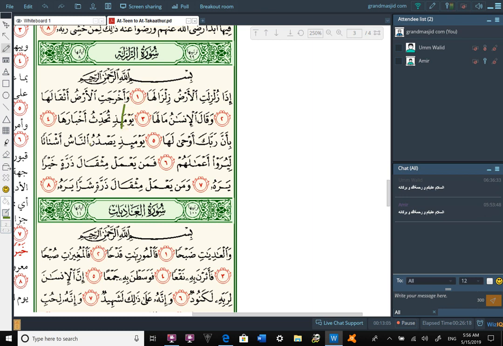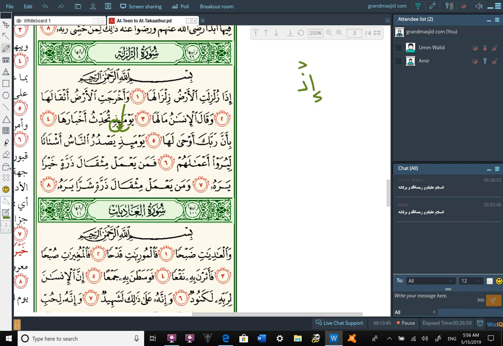Yawma is a dharf al-zaman. That's why it's mansoob here. A dharf is mansoob, right? Yawma, a particle or an adverb of time. The day, yawma idhin. Idh is normally, right, is normally mabni ala sukun. Idh, meaning when or that day. Here it means like that day, the day when. And it is majroor here because of being mudaf ilay. Yawma idhin. The day when or that day when.